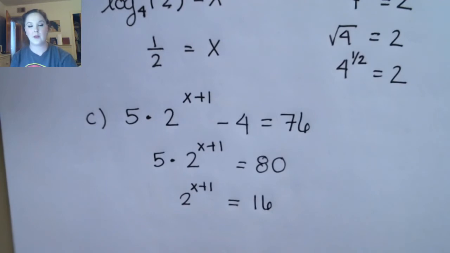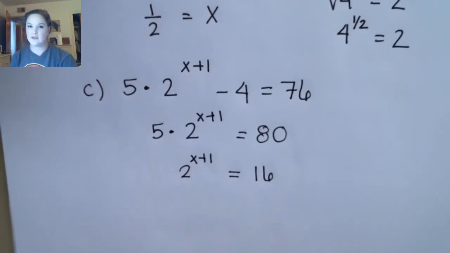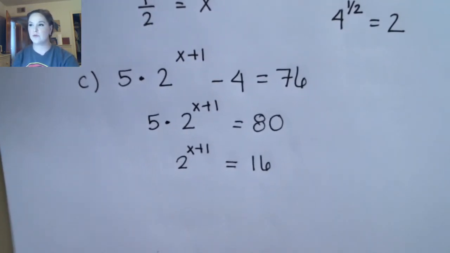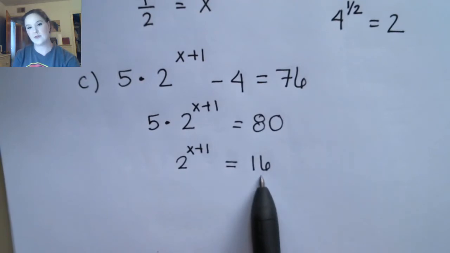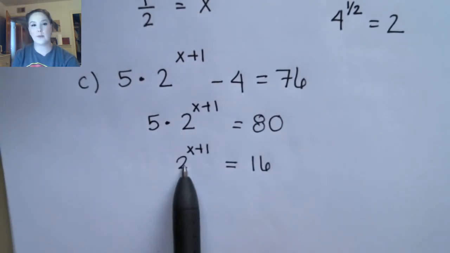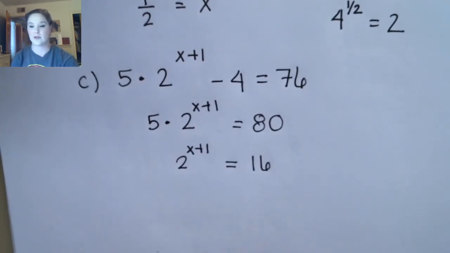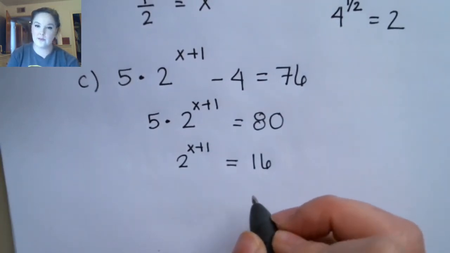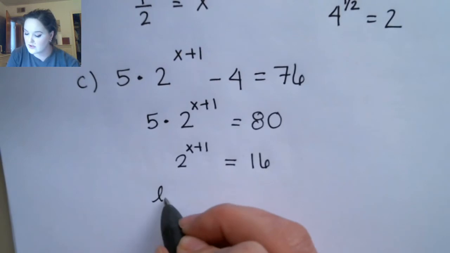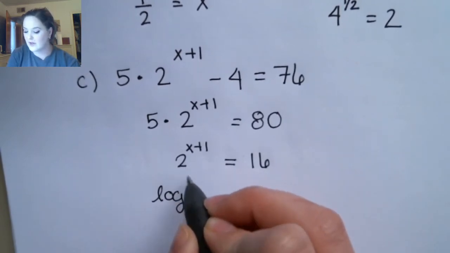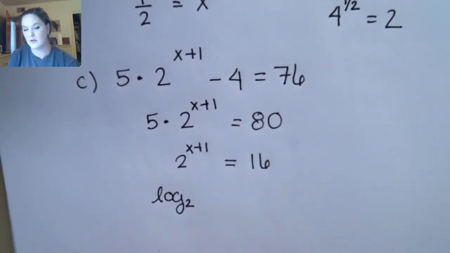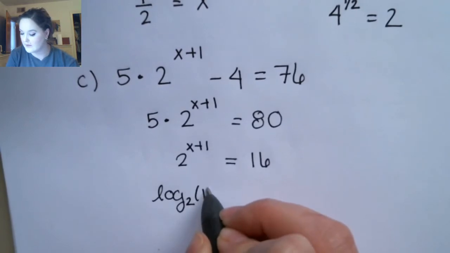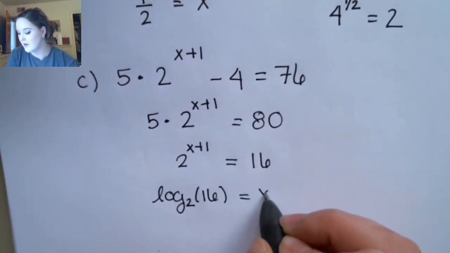Now again, this is the last example where you could use equating exponents. You could write this as a power of 2, this is already a power of 2, and you could match the exponents. But we're going to use the log method. So we're going to change this to the log. The base of the exponent becomes the base of the log, and the exponent is the answer.